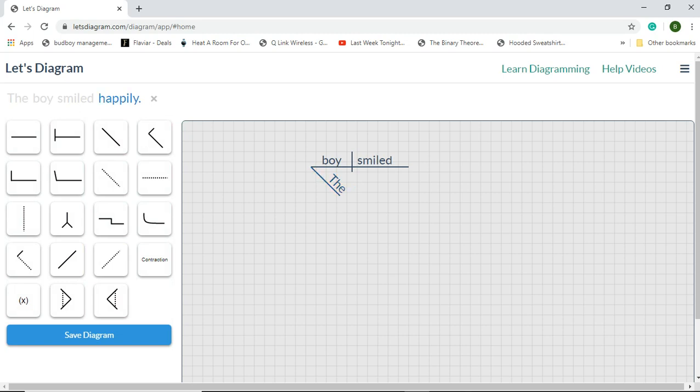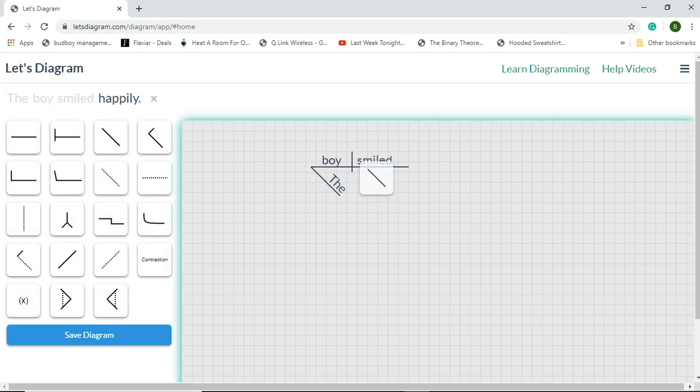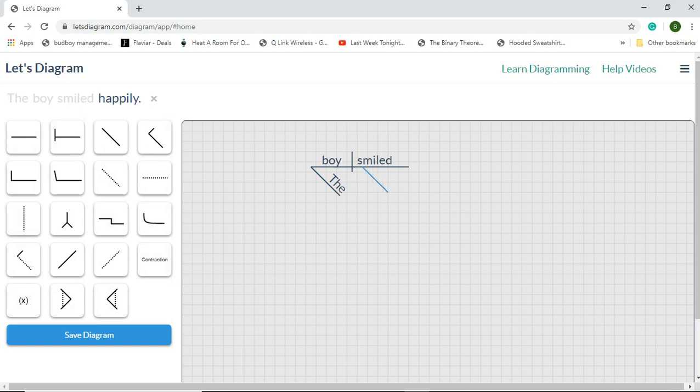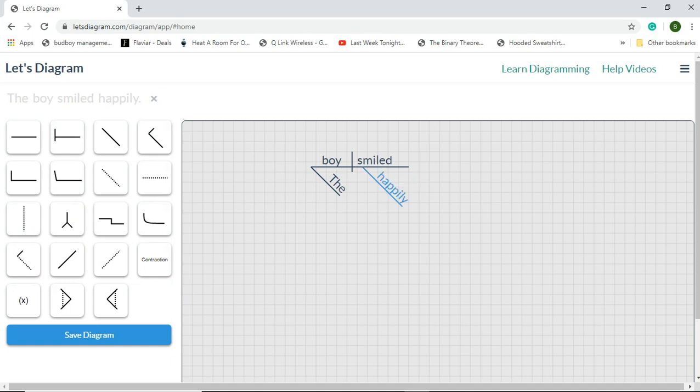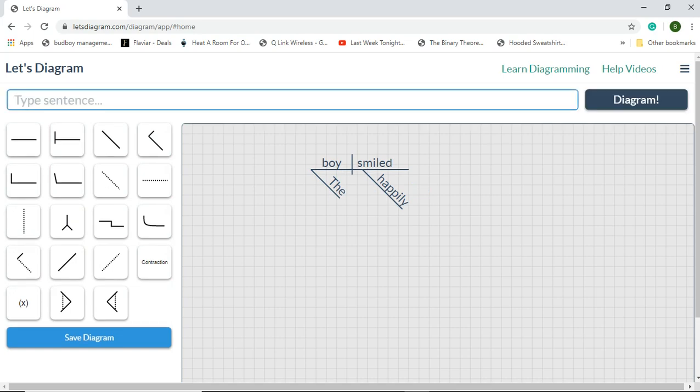And happily is our adverb, and it's modifying the verb smiled. How did the boy smile? The boy smiled happily. So, just like adjectives, we do a line showing that happily is modifying smiled. And there you have it. There's our first sentence. Boy is the subject, smiled is the verb, the is the adjective, happily is the adverb. Good. Let's go on to question number 2.